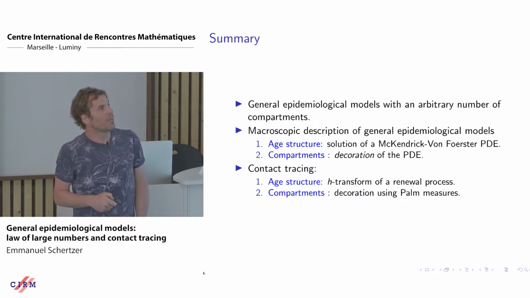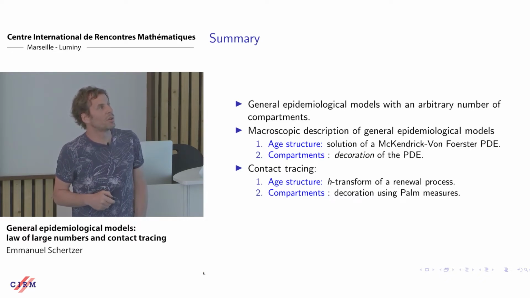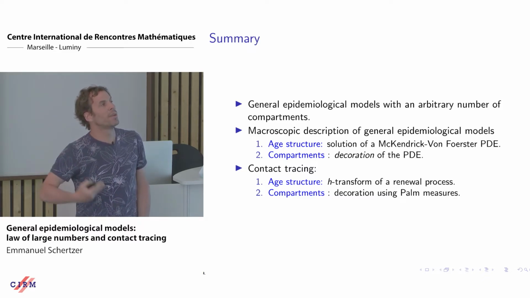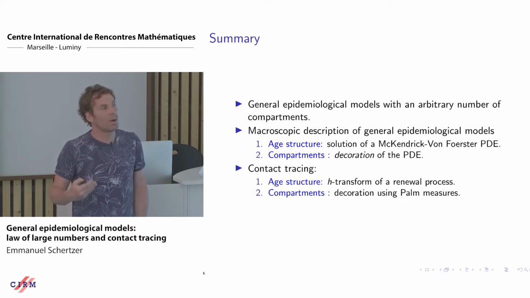In the first part of my talk, what I showed you is that there is a very nice and universal macroscopic description of those epidemiological models. First, you describe the age structure of your population using a McKendrick-von Foerster PDE. Once you have the age structure, you decorate it with compartments, and the decoration is done in a very easy way. What you have to do is just a simple one-dimensional integration. And for contact tracing, it's exactly the same thing. You play exactly the same game.